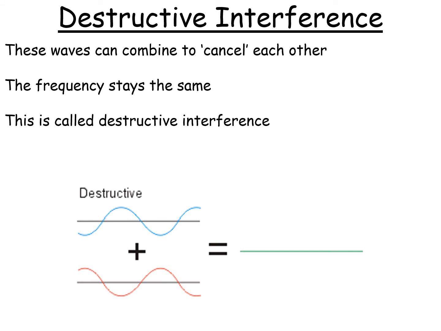So again, this is a really important slide that I want you to take note of, which is these waves can combine to cancel each other. So again, the frequency stays the same if the wave is still there, and this is called destructive interference. So again, for the model answer, you have the diagram, which we'd highly recommend you draw, and then you have the word description here to explain your diagram.